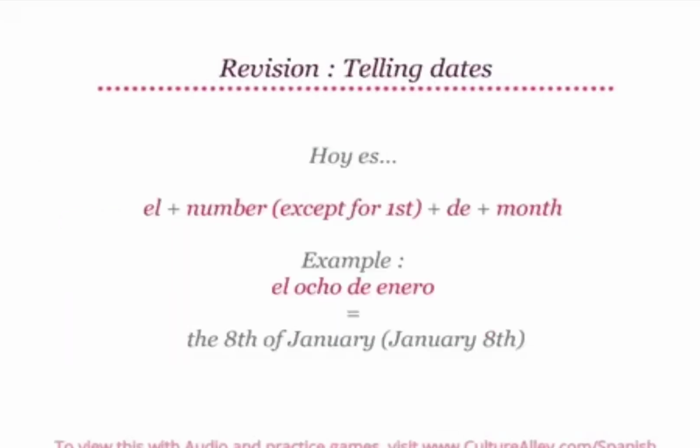Good. Let's revise telling dates. Hoy es el 8 de enero. Hoy es means today is. The structure in Spanish is el, then number, except for first, then de, and then the name of the month. Let's look at 8th of January. 8 is ocho. Of becomes de. And January is enero. Hence, to say 8th of January, we say el 8 de enero, which literally means the 8th of January or January 8th.